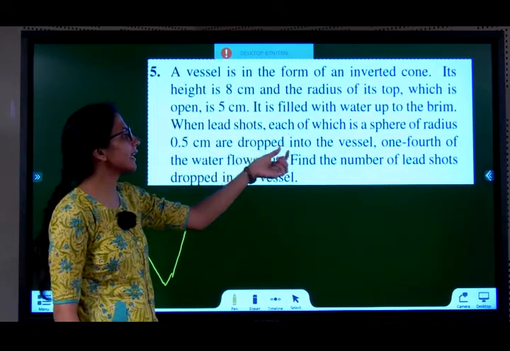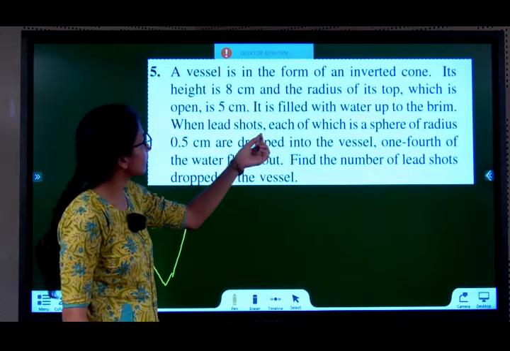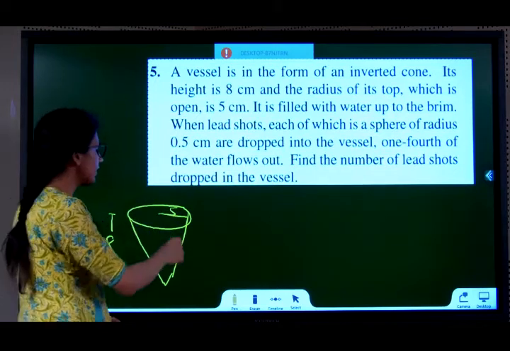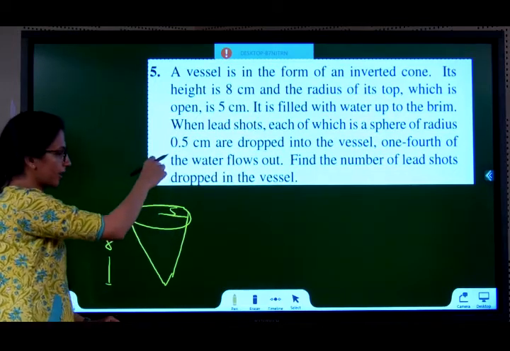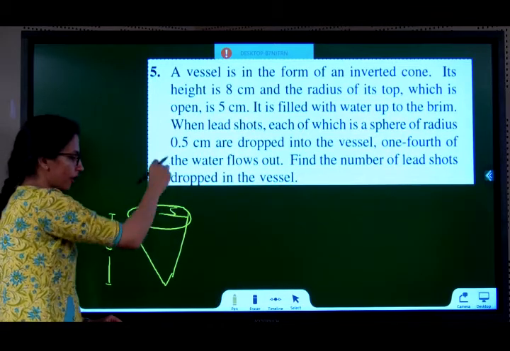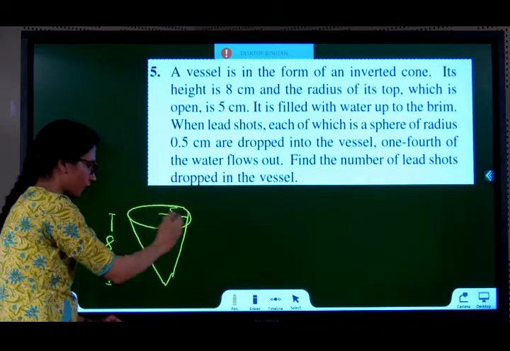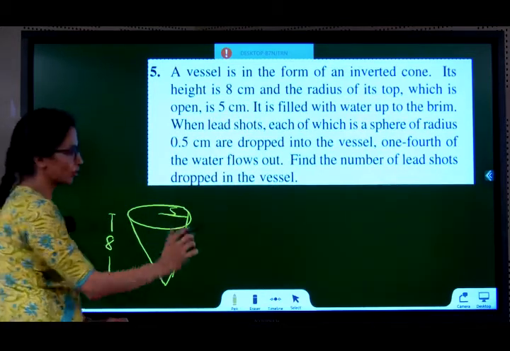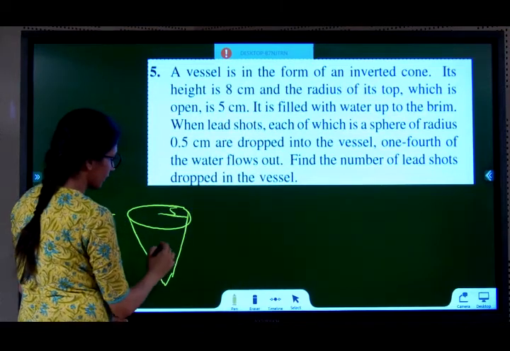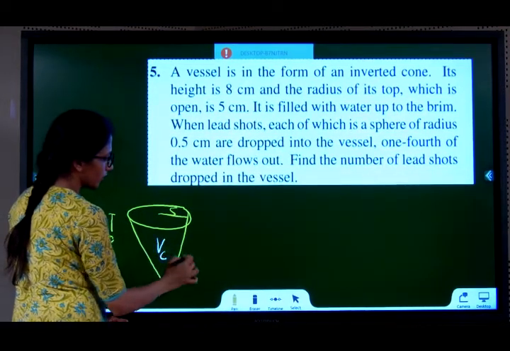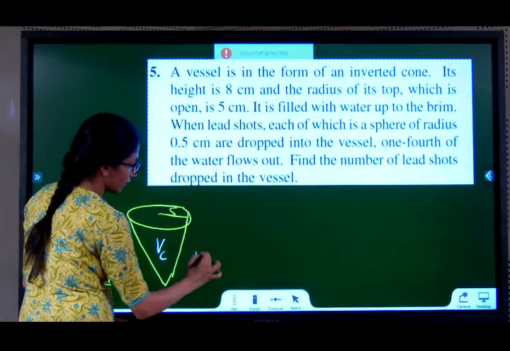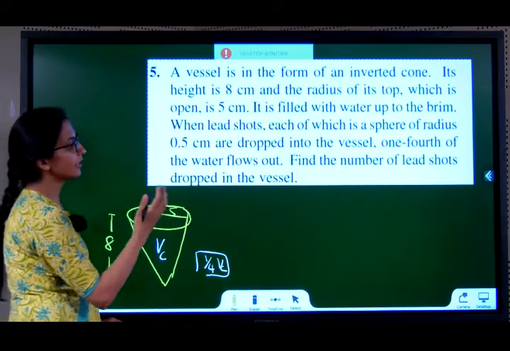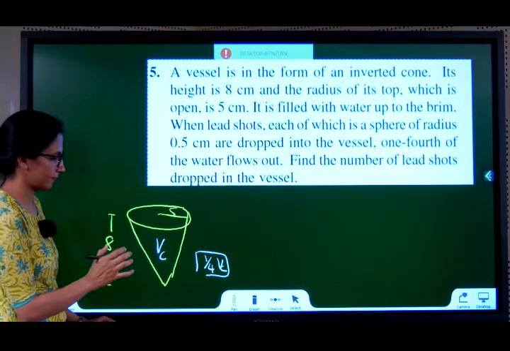When lead shots, each of which is a sphere of radius 0.5 centimeters, are dropped into the vessel. So we keep dropping lead shots. Every time I put a lead shot, see, it's full, so water will fall. 1/4 of the water flows out. So how much water has come out? If this is the volume of the cone, the water that comes out is 1/4 of the volume of the cone. Find the number of lead shots dropped in the vessel.